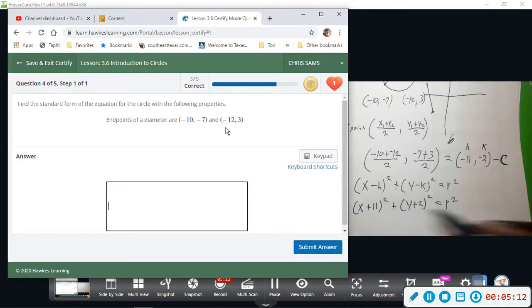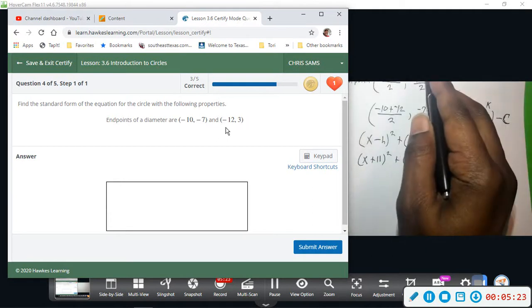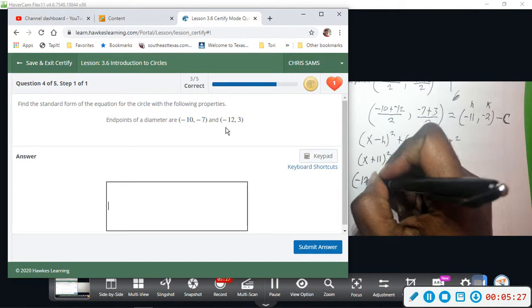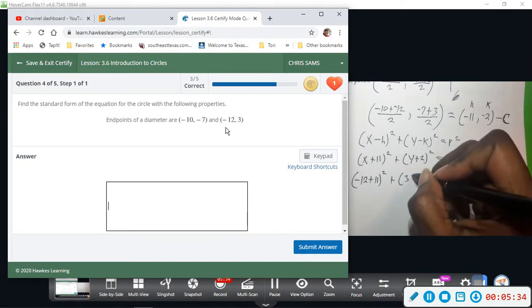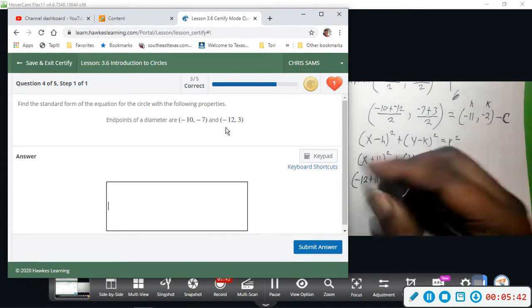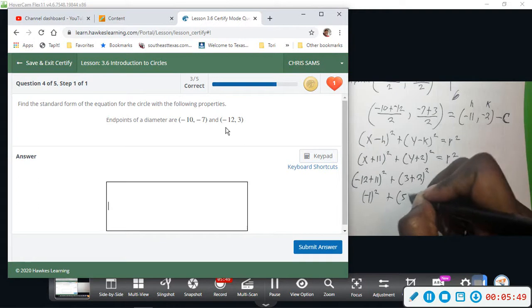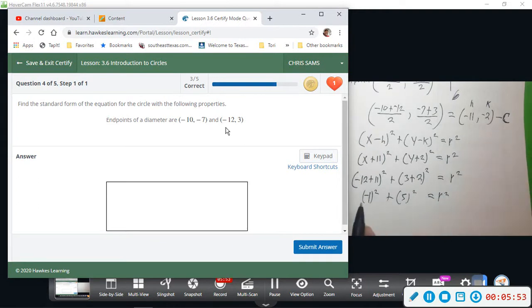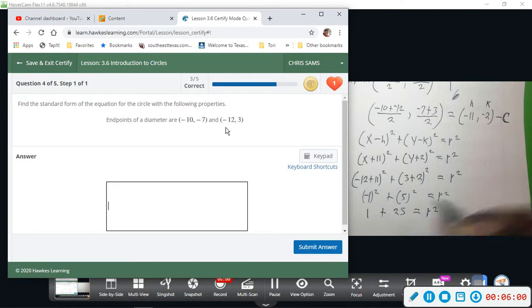Once we figure out our r squared, we're going to replace it here, and then this will be our equation. Since I'm running low on room down here, let me scoot up. I'm going to do the negative 12 and the 3. So this is going to be negative 12 plus 11 squared plus 3 plus 2 squared equals r squared. This gives us a negative 1 squared and a 5 squared equals r squared. Then 1 plus 25 equals r squared, and we get 26 equals r squared.